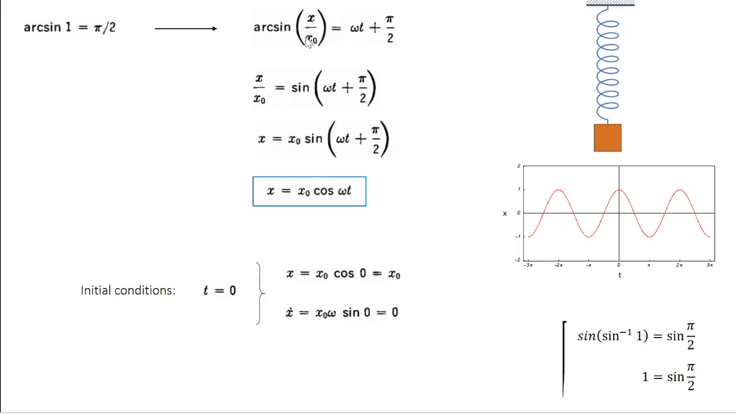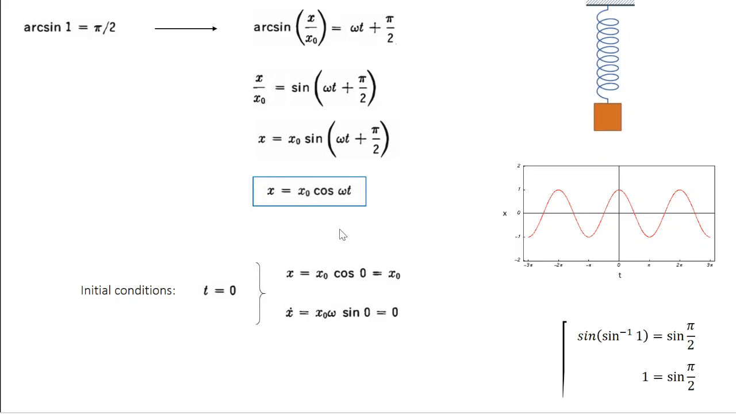Take sine on either side. So sine and arc sine cancel on the left hand side. You have x by x naught here. On the right hand side, you have sine omega t plus pi by 2. Or x equal to x naught into sine omega t plus pi by 2. And sine omega t plus pi by 2 is nothing but cos omega t. So you have x equal to x naught cos omega t. So you have solved the equation of motion of simple harmonic oscillators.